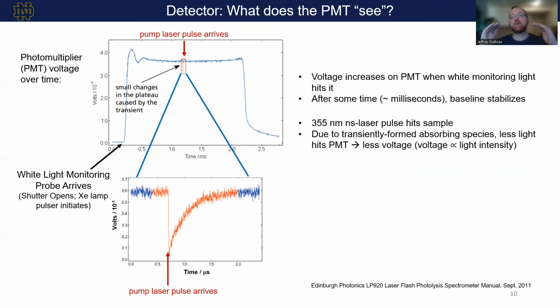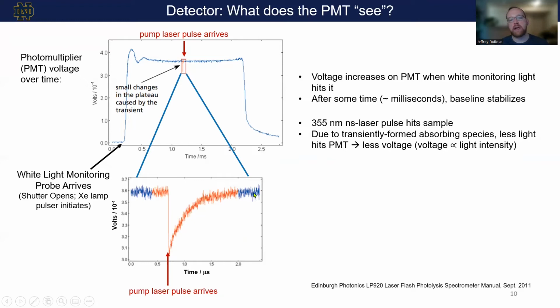Right, voltage is proportional to light intensity, which is proportional to the concentration of species that are absorbing or emitting, or I should say absorbing or having a bleach of their absorbance. So in this case, we have a decrease in voltage, or an increase in the amount of absorption. And then over time, as those transiently formed species decay back down to the ground state, you're going to see the concomitant decrease in that voltage over time.